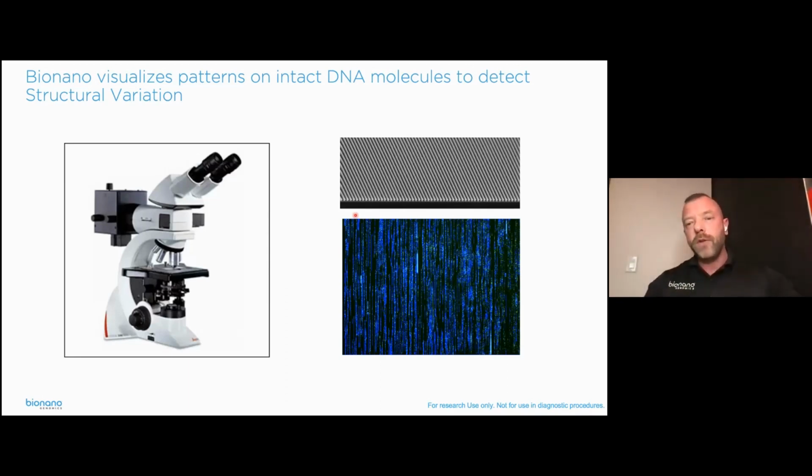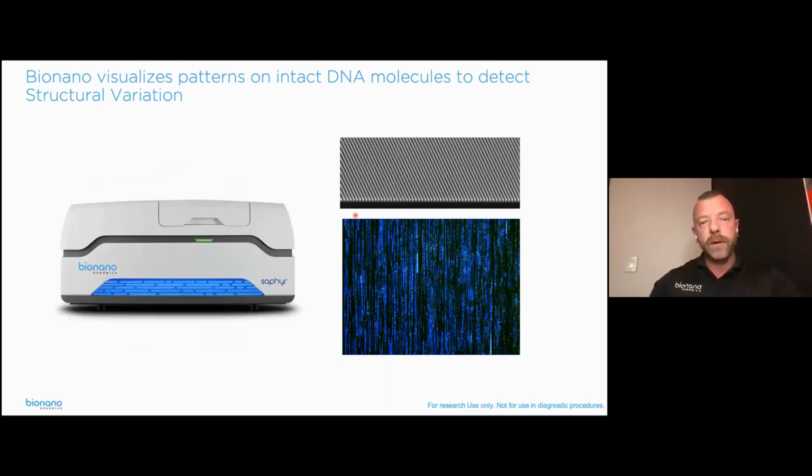Massively parallel imaging of ultra high resolution DNA molecules. That is really what we do. And our microscope is called Sapphire, and it automates the electrophoresis and imaging of these DNA molecules.